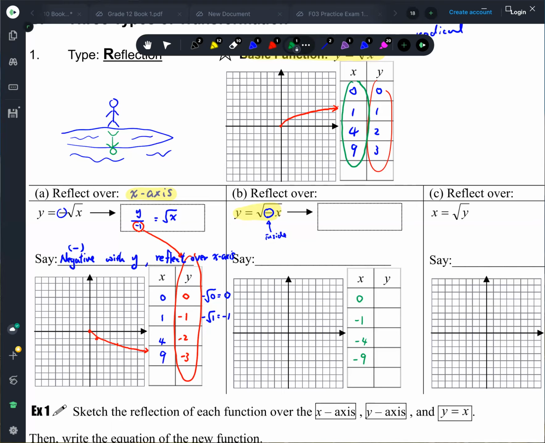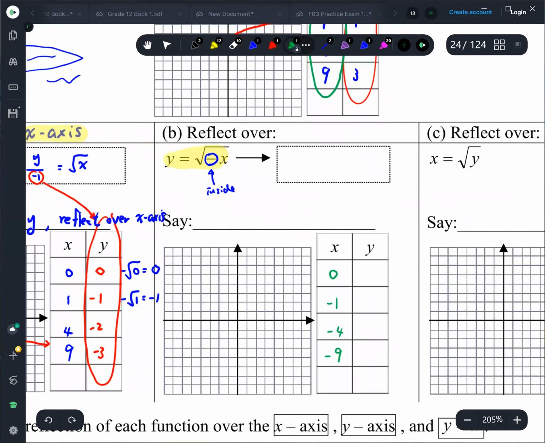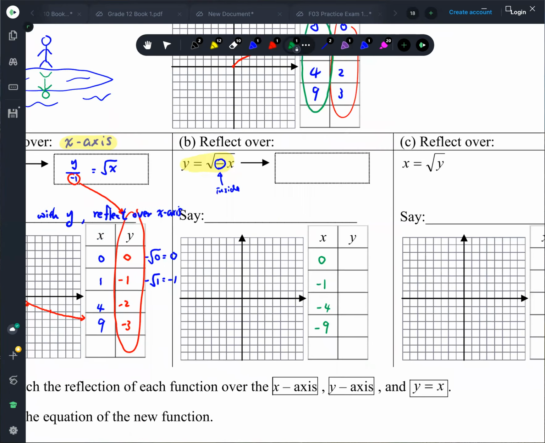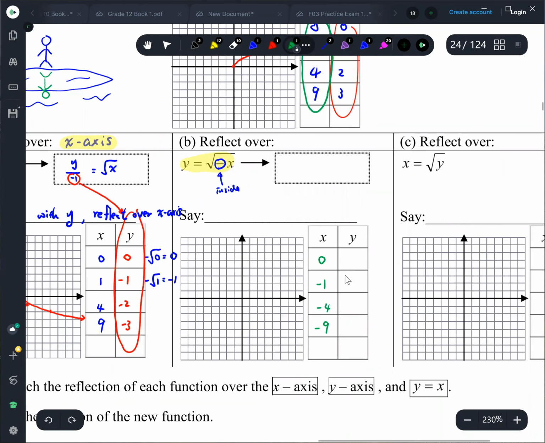Okay, so please complete the table. Plug in 0, -1, -4, -9 into our function. And once you complete the table, you can draw the graph. You can raise your hand if you've done both, okay? If you finish the table and the graph.